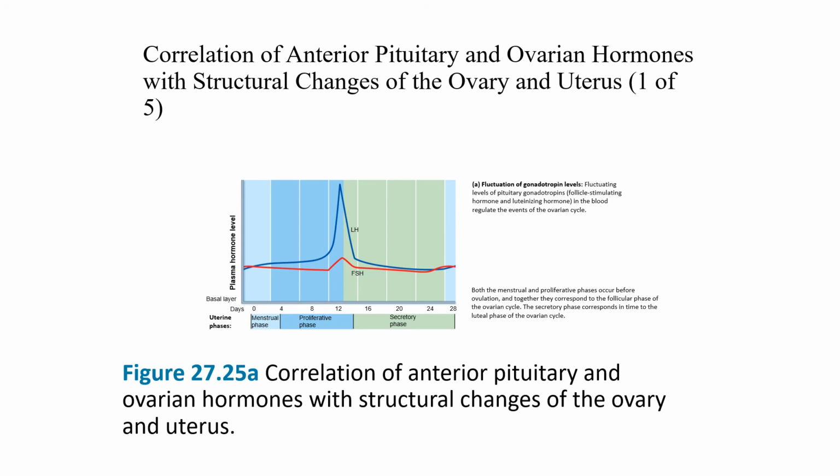So what we have here in the uterine phase, remember that day 1 is the first day of bleeding, and you see that it's in the light blue. The darker blue is the proliferative phase, and the green is the secretory phase of the uterine phase. So you have menstruation, and the gonadotropin levels, follicle stimulating hormone and luteinizing hormone, are fluctuating. Okay, these are going to be low.